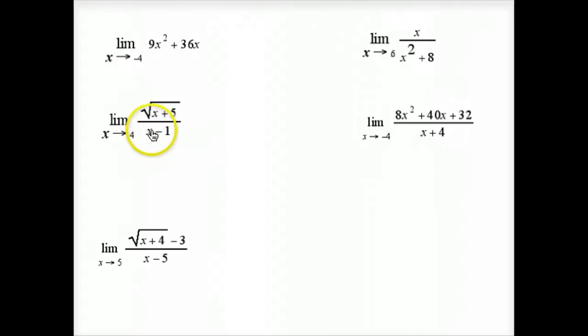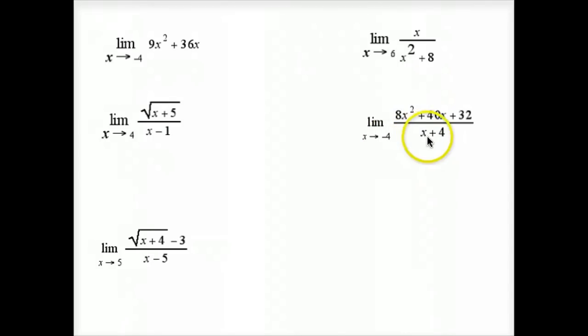Here, it looks like we could have a division by 0 if this was 1, but it's 4. So in this case, again, we could just plug 4 into both of these places and find out what the limit is. Here's our first slightly more complicated one.